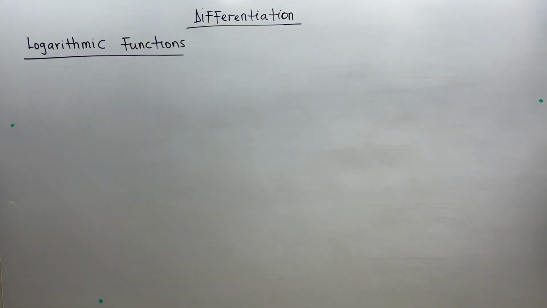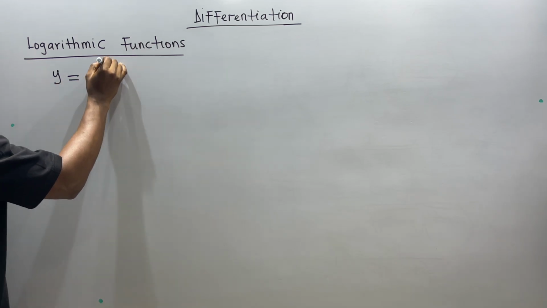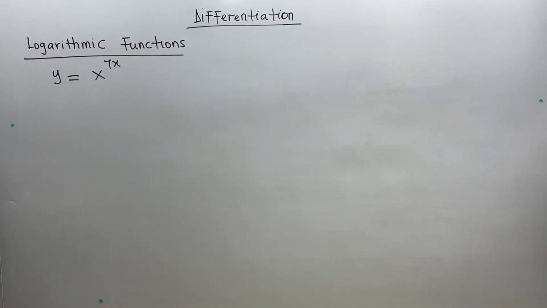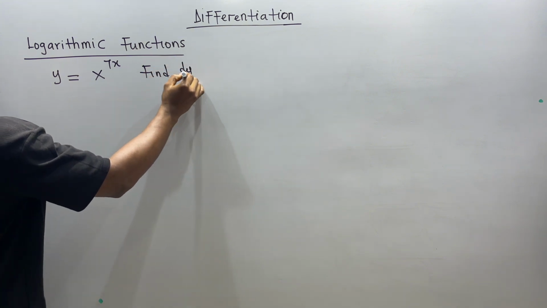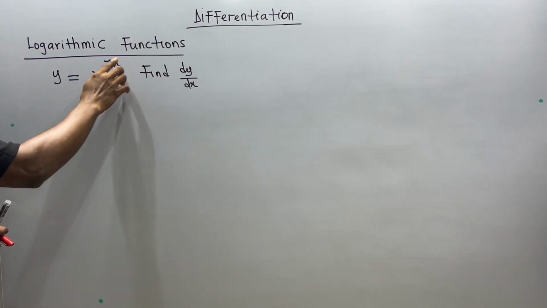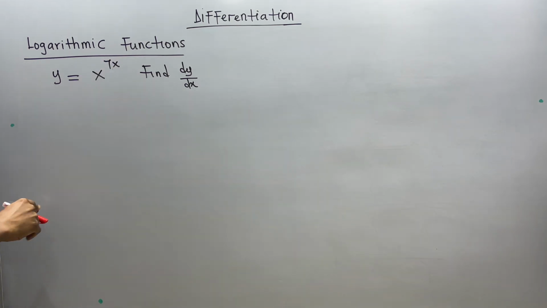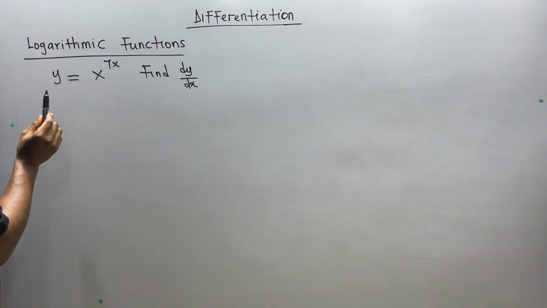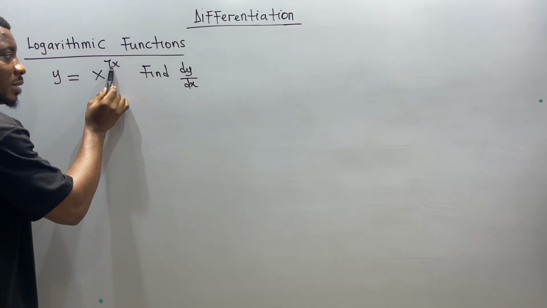And let's say we have another question like this that says we should find the derivative. Find the derivative when y is equal to x to the power of 7x. Now, what can I observe from this question? If I pay attention very closely, I would see that the base is the same variable as the power.